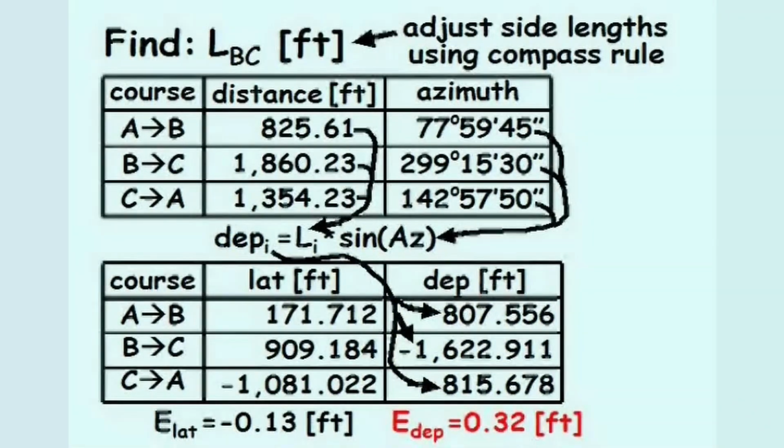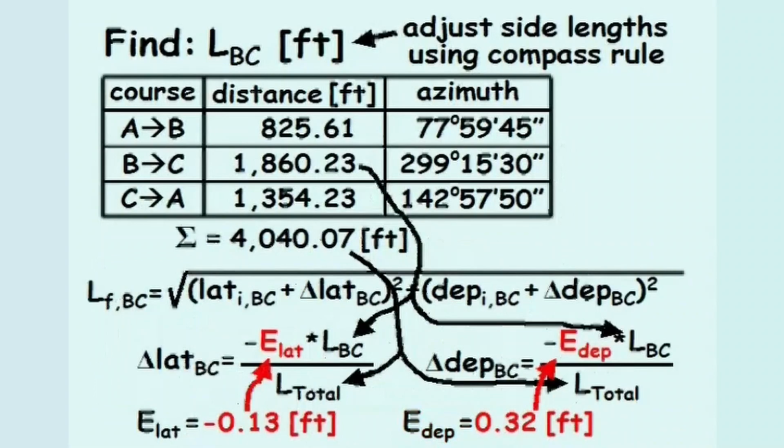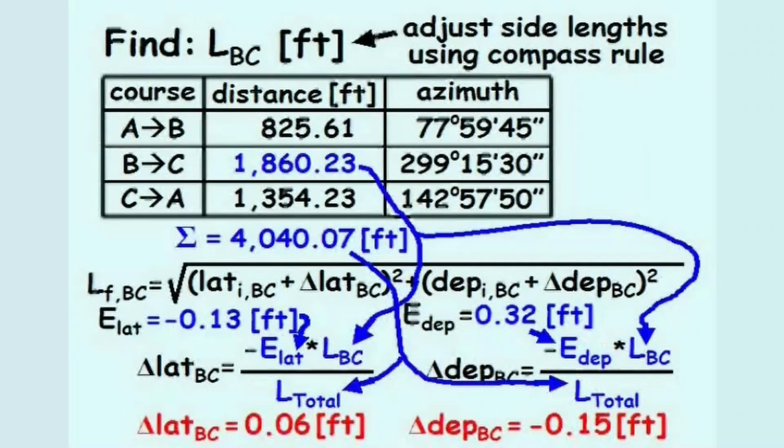Now we can plug in these two error of closure values into our equation for the adjustment in latitude and departure for course BC. After plugging in the length values, we learn course BC should be adjusted so its latitude is 0.06 feet further north and its departure is 0.15 feet further west.